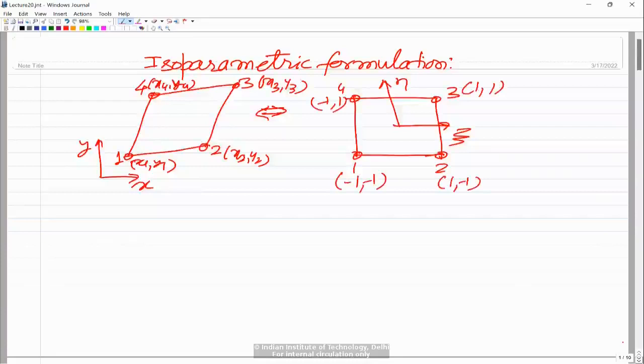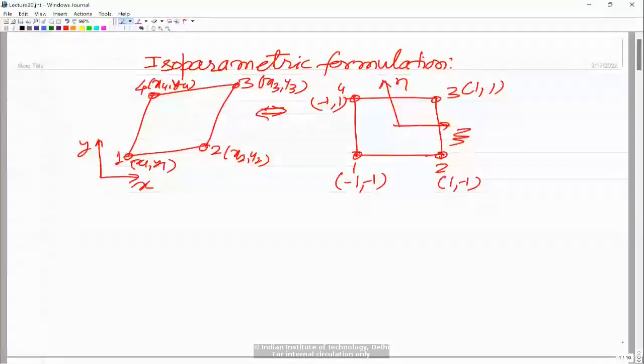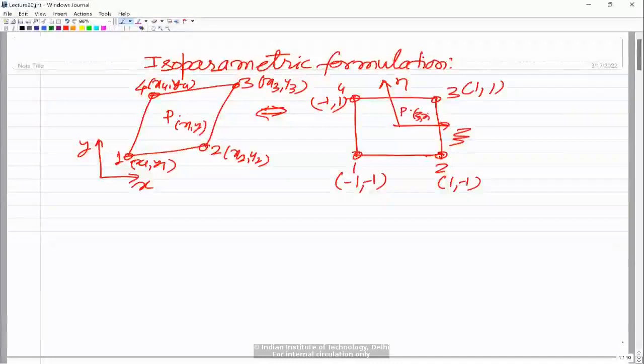So the element now, depending on whether it is a heat conduction problem or a plane stress plane strain problem, you will interpolate the unknown variables in terms of the natural coordinates xi and eta. That is what we discussed in the last class. If any point p has coordinates x and y in the physical coordinate space, that point p is mapped to a point with coordinates xi, eta in the natural coordinates. So there is a one to one correspondence between the points in the physical coordinate space and the natural coordinate space.